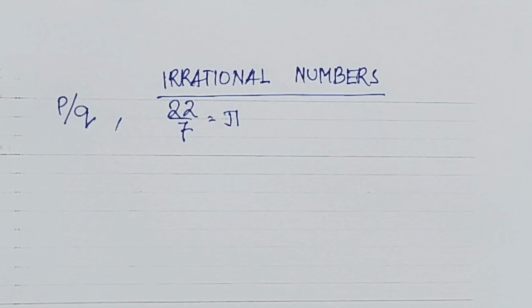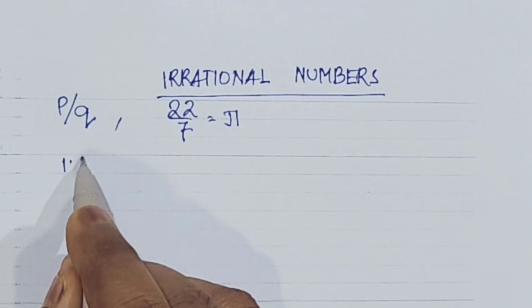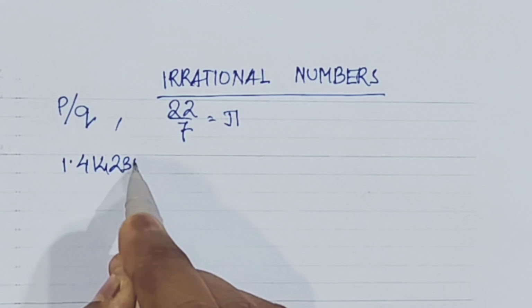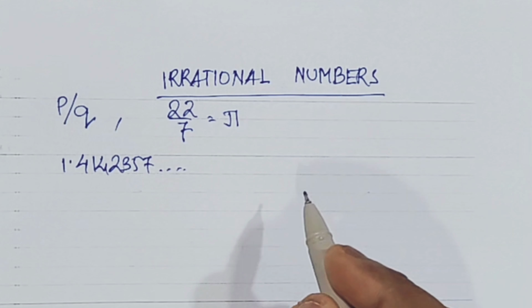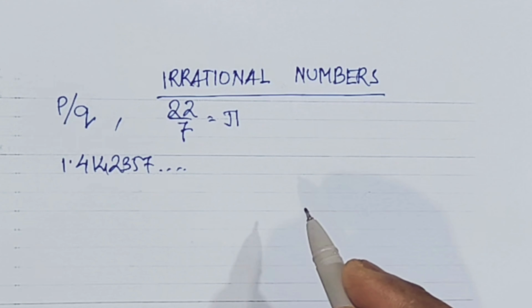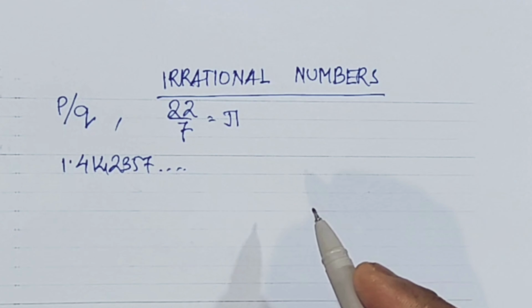So in general, let's say you have a number 1.4142357 and so on, where it does not terminate or even become a repeating decimal. All these are examples of irrational numbers. A very common set of irrational numbers are roots. When you find the nth root of an integer, they are irrational numbers unless there are very specific cases.